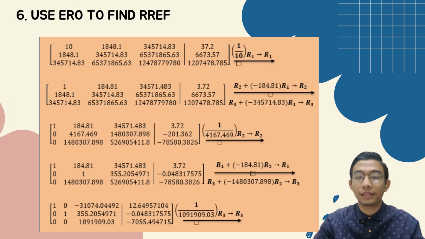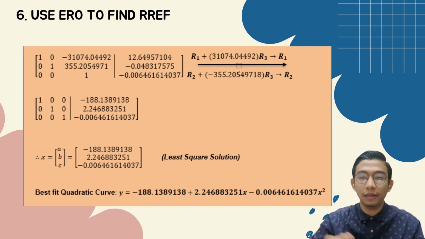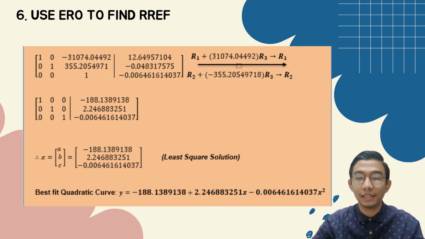So we move to the next slide, which is we use the elementary row operation to find the reduced row echelon form. The operation that we use is Gauss-Jordan elimination. We can see the reduced form in the next slide, and finally we got the values of A, B, and C for the least square solution.